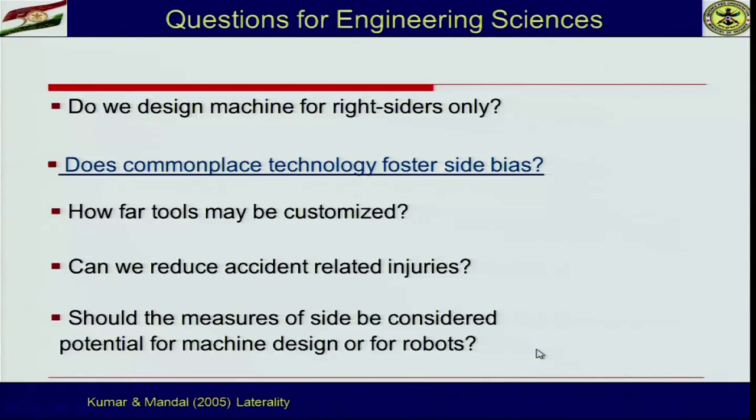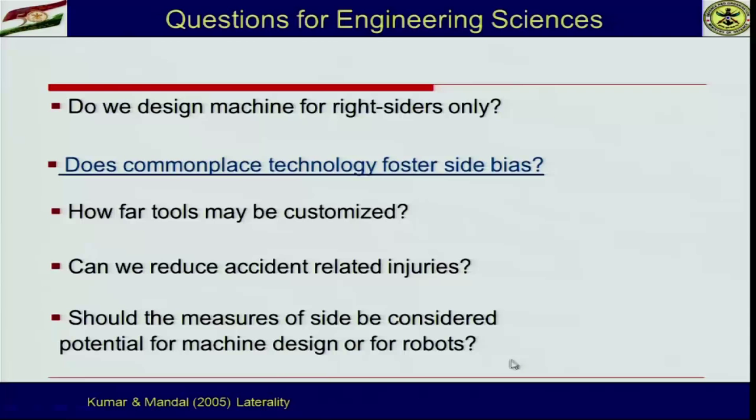Likewise, should the measures of side bias be considered as potential for design of machines or even for robots? Are robots being created keeping human asymmetry or human functional side bias into consideration? No. Or should we design the machine keeping the human side bias as an inherent potential in the system? So, all these questions that I have raised for engineering sciences are a mechanical challenge, a challenge for different devices which we use on a regular day to day basis. So, we have questions for evolutionary sciences, social sciences, biological sciences, and engineering sciences. Using the same concept of human side bias, how can we explain them?